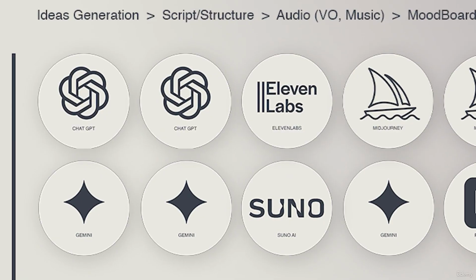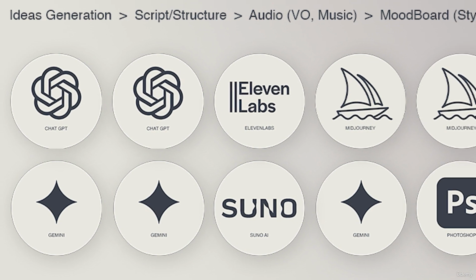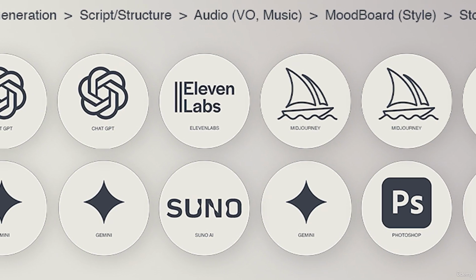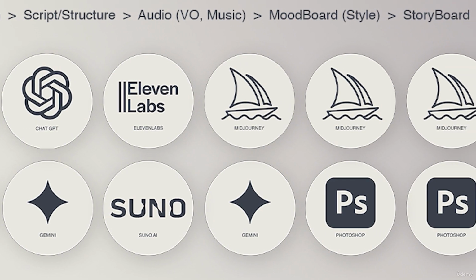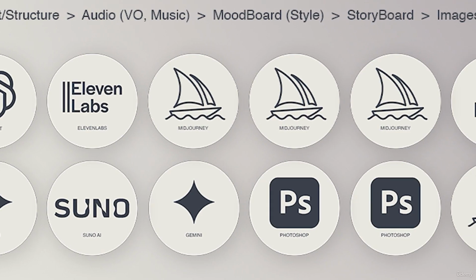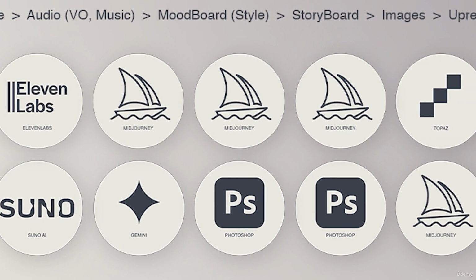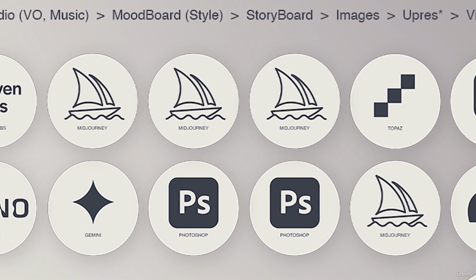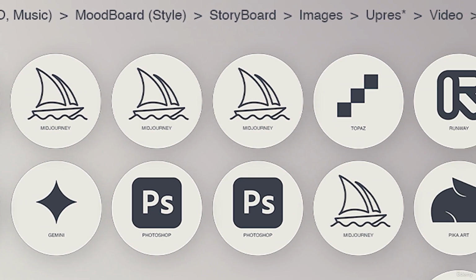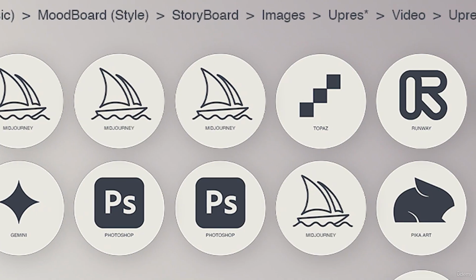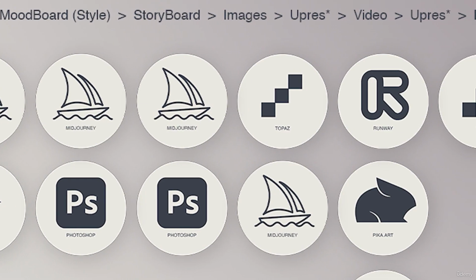So we're going to start with idea generation. For that could be, and this could be different or more tools, I'll show you more in the following sections, ChatGPT, Gemini, the same for scripting or getting a structure. And then for audio, you could use ElevenLabs or Suno. And then for your mood boards and also your storyboards, that's Midjourney, Gemini, Photoshop. Also for your images, Midjourney. There are loads and I'll show you a few more on here.